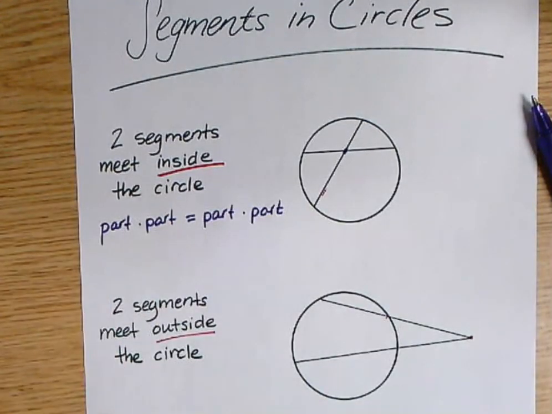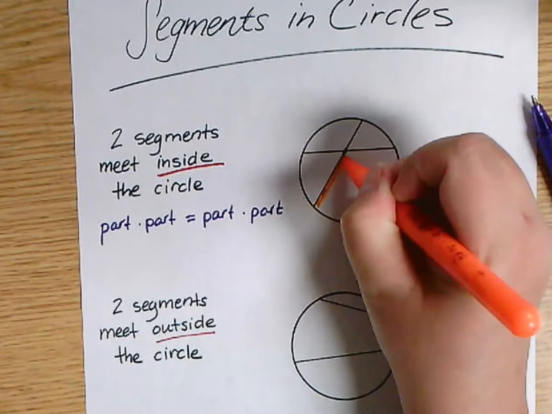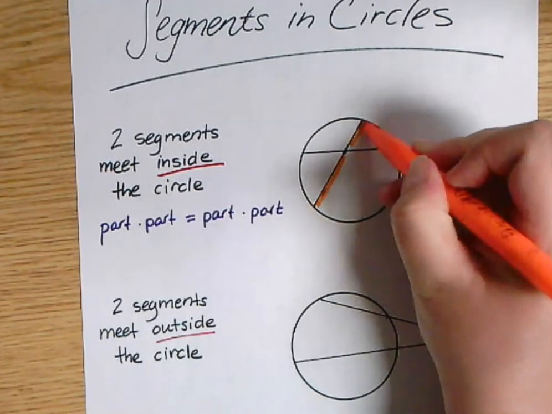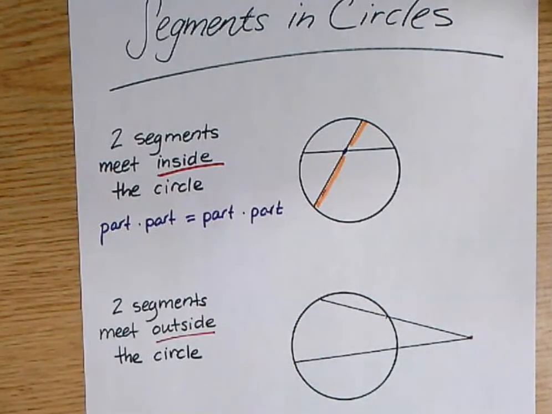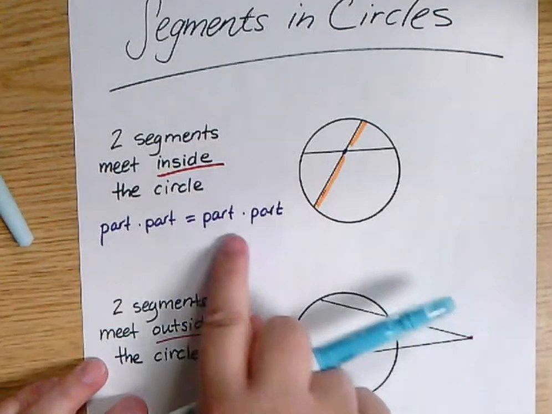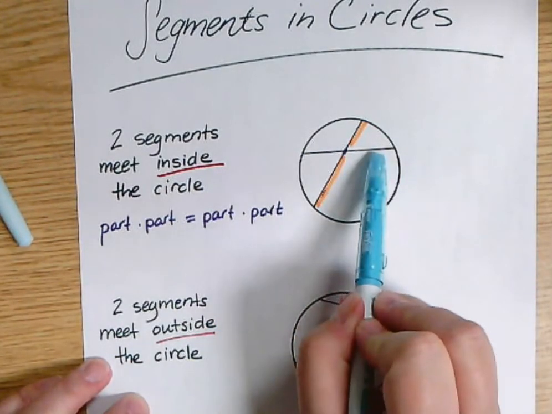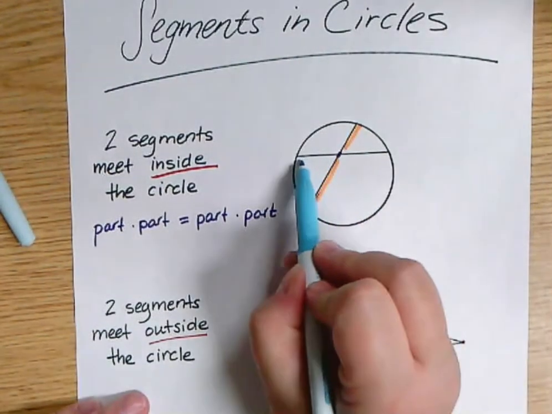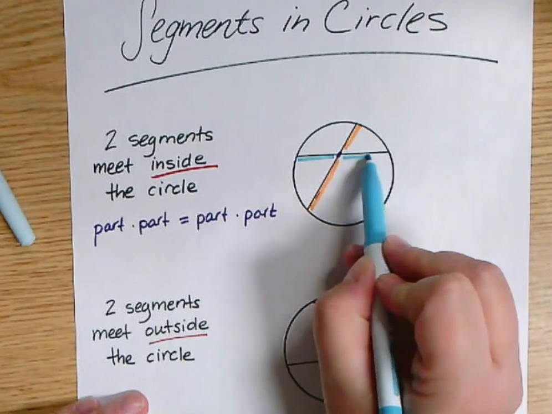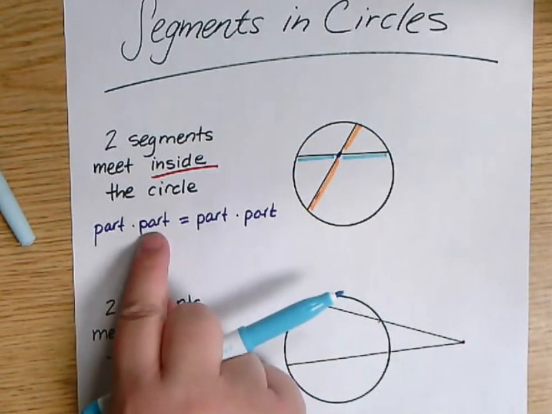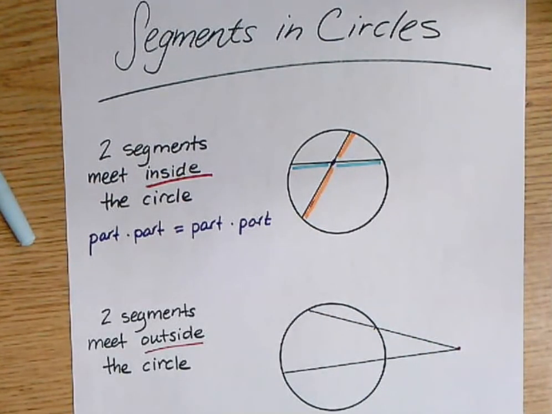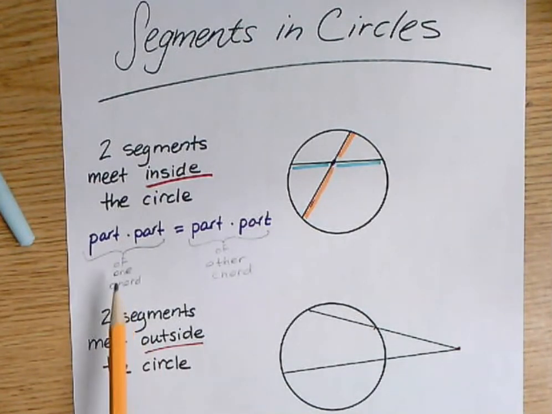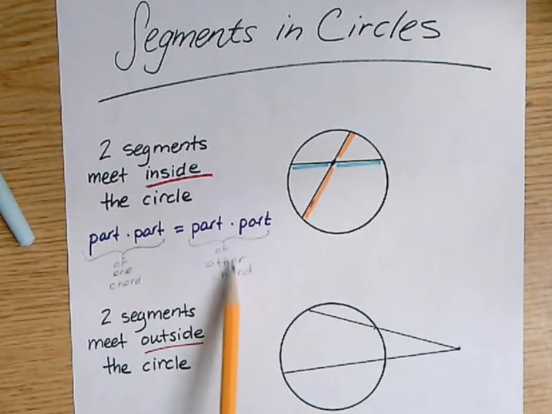So for instance, this part here times this part here. That's what one side refers to. One part times the other part of the same chord equals, then we go to the other chord. One part times the other part of this chord. So none of these, when we say the word part there, none of those mean the same part. So one part times the other part of one chord equals one part times the other part of another chord. It's not really the main thing we have to think of, but part times part of one chord is equal to the part times part of the other chord.